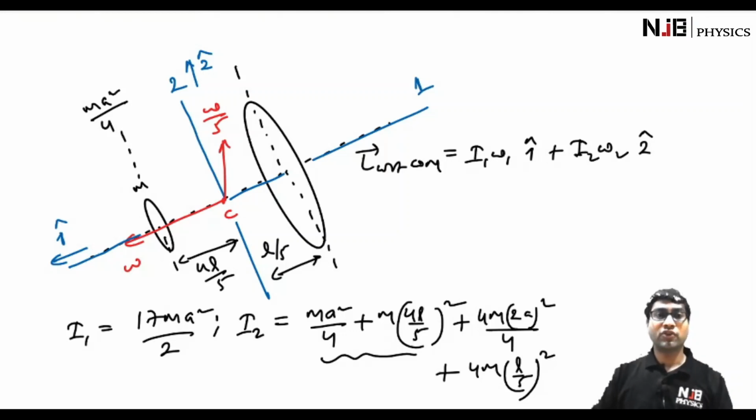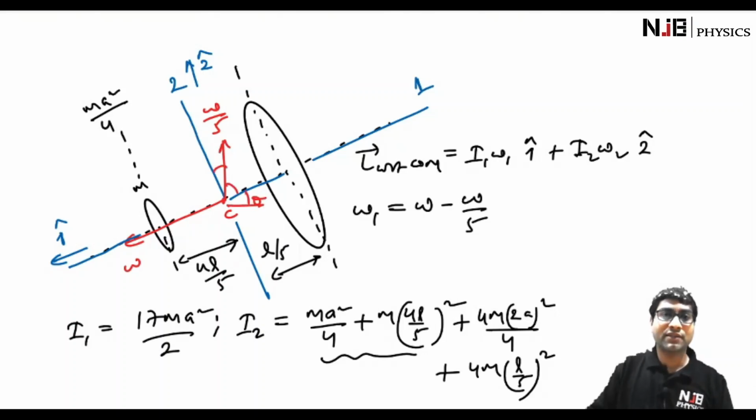Now we have to get the values of omega 1 and omega 2. Omega 1 is the angular velocity of this entire assembly along the first principal axis, which is going to be equal to omega minus the component of omega by 5. For the component of omega by 5, we will require the angles. We already know that this angle is theta. This angle will be 90 minus theta, and this angle will be theta.